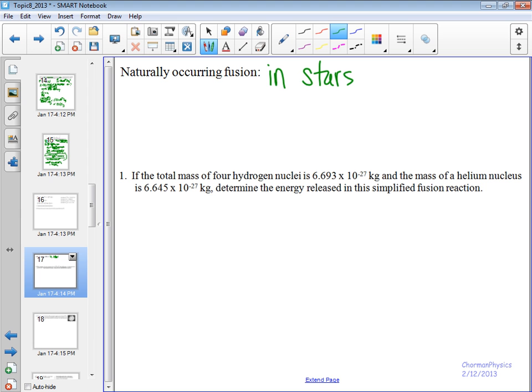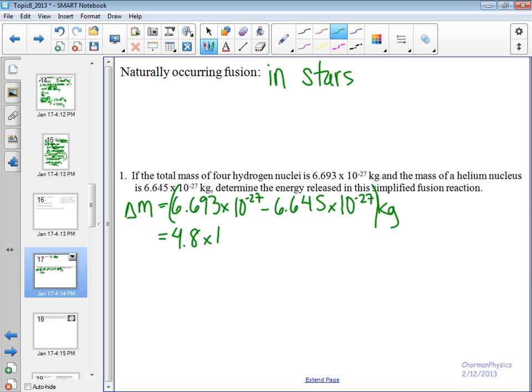So if we take these 4 hydrogen nuclei and add up their masses, we end up with this number here. It's on the screen. If we compare this to the mass of the helium nucleus, we see the mass of the helium nucleus is less than this. So we know that some of that mass has been converted into energy. If we look for the mass defect, we take the difference between both of these numbers, and some amount in kilograms is missing. Really this just becomes a long unit conversion problem. The difference here is 4.8 times 10 to the negative 29 kilograms.